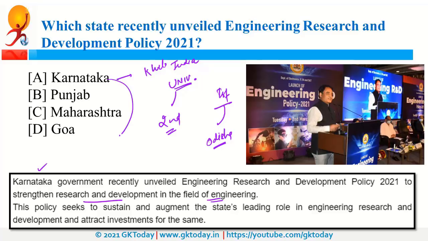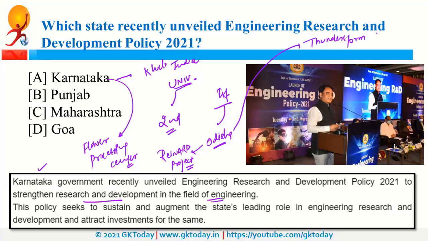Recently, Karnataka was also in news as the government decided to set up a flower processing center. Now coming back to Odisha, recently Odisha was also in news because of the Reward project. Answer in comment box, what is the objective of this Reward project? Odisha was also in news as India's first thunderstorm research test bed is going to be in Odisha.